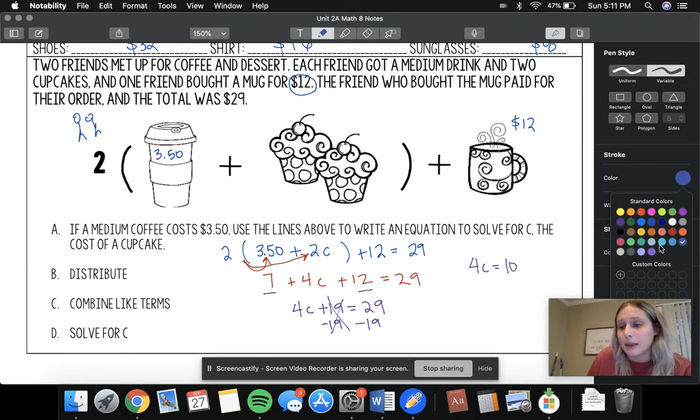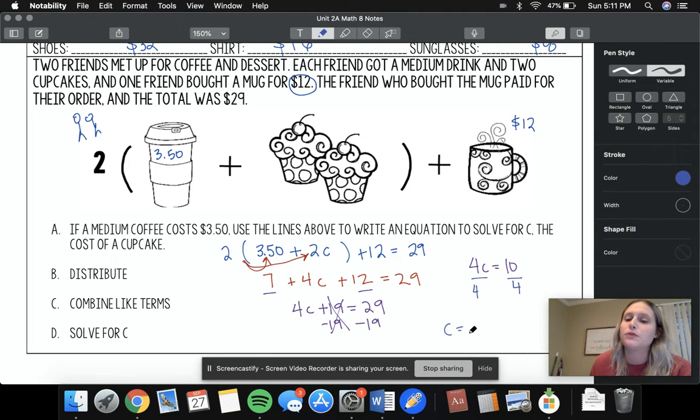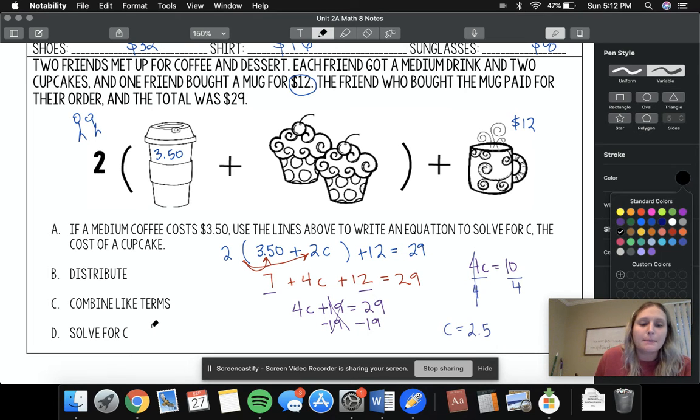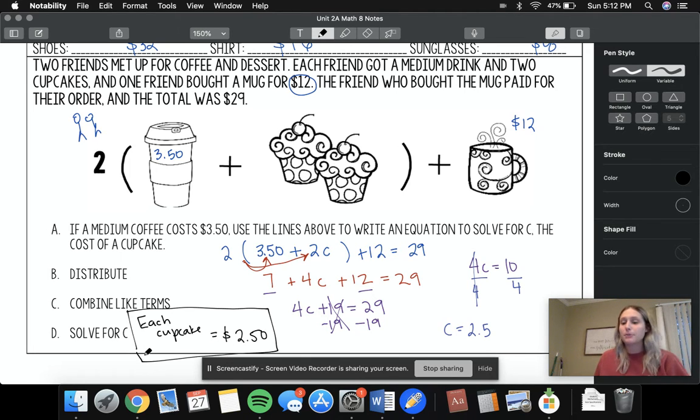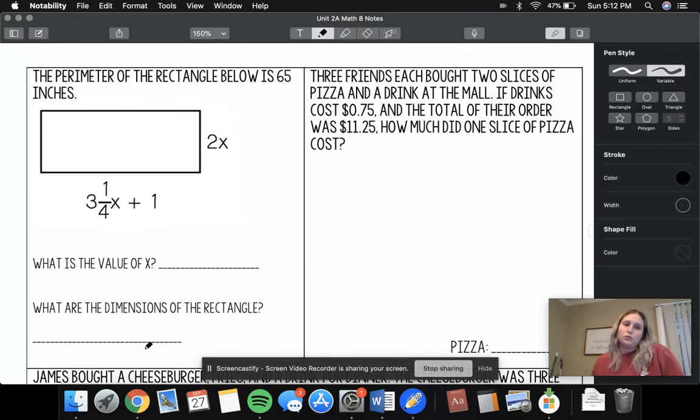I want to know what 1 cupcake is. And so I do 10 divided by 4, and I get something like 2.5. Okay. Then if we think about what that means, each cupcake equals $2.50. So I added a 0 at the end to make it look like money because we're talking about money. Okay. All right, we're going to do one more together, and then you guys are going to try a few.